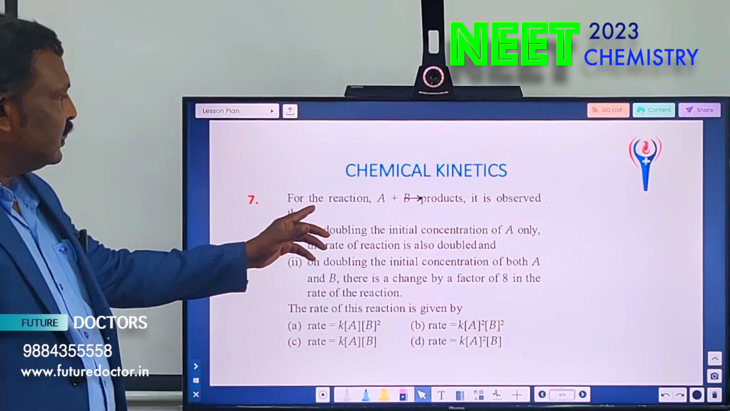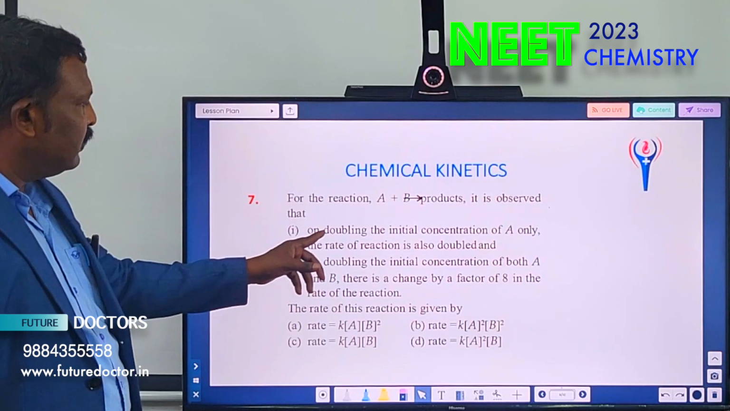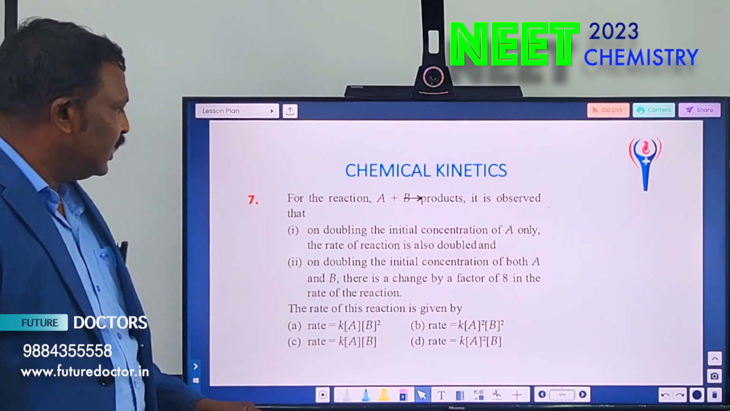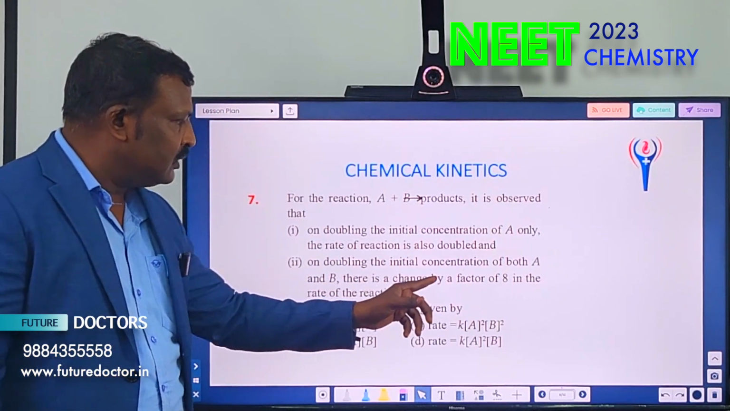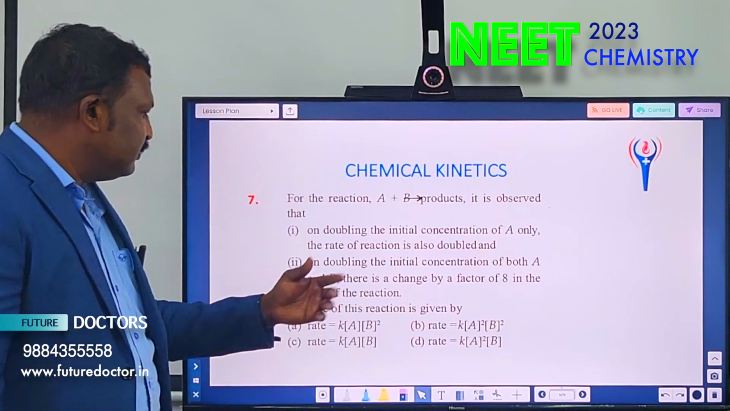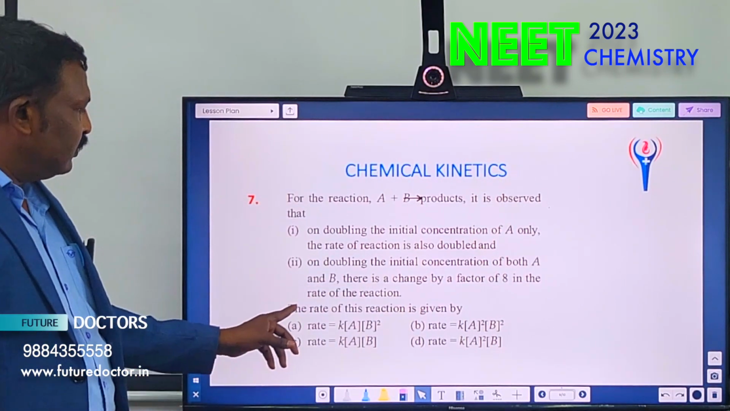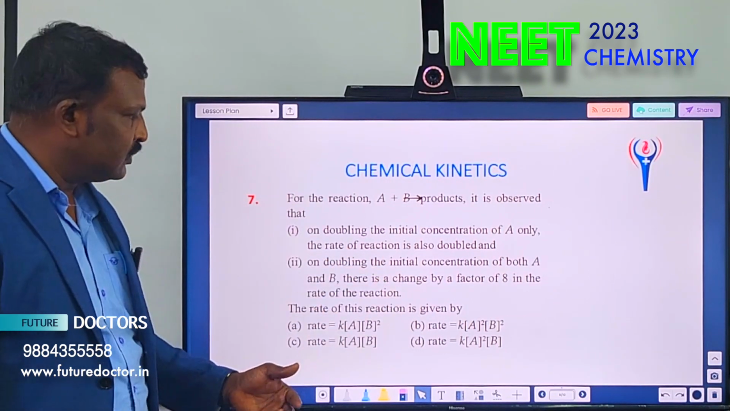See the last question, the seventh one. For the reaction A plus B gives product, it is observed that on doubling the initial concentration of A only, the rate of reaction also doubles, and on doubling the initial concentration of both A and B, there is a change by a factor of 8 in the rate of reaction. So we have to find out the rate of reaction. When you alter the concentration of the reactant, the rate also will be altered. That is what you have to find out.